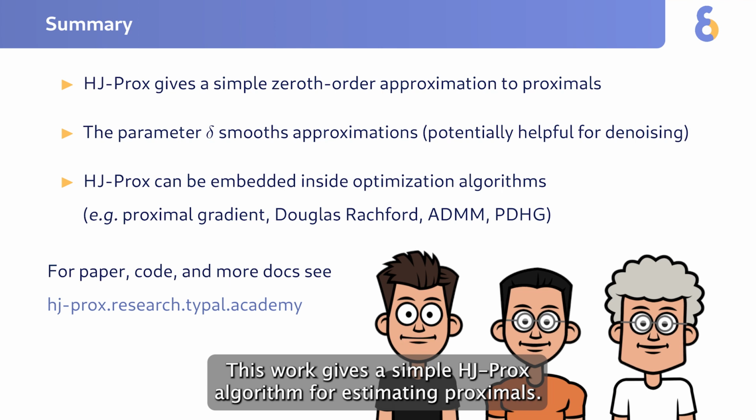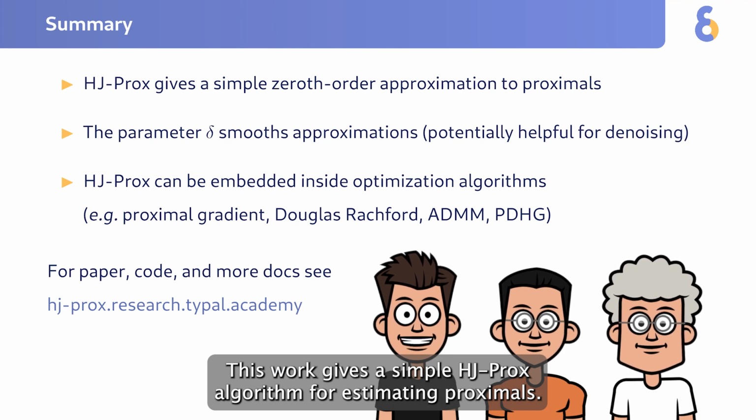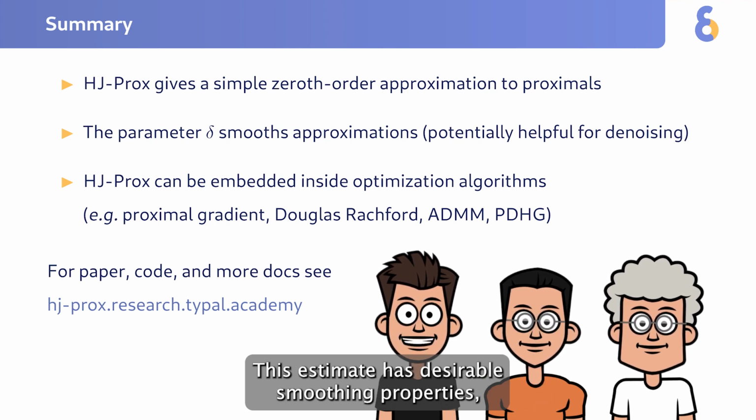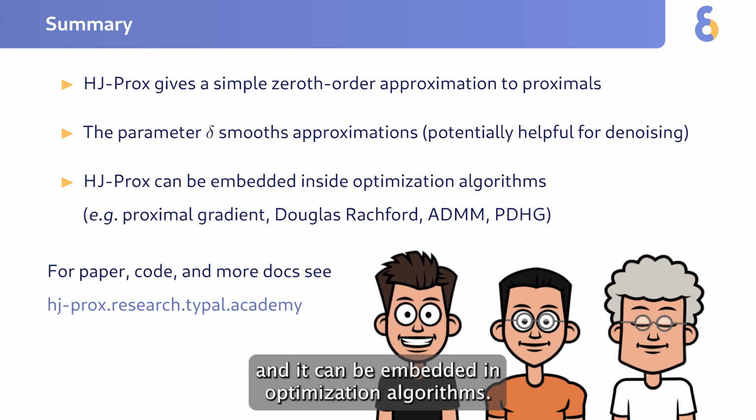This work gives a simple HJ-Prox algorithm for estimating proximals. This estimate has desirable smoothing properties, and it can be embedded in optimization algorithms.